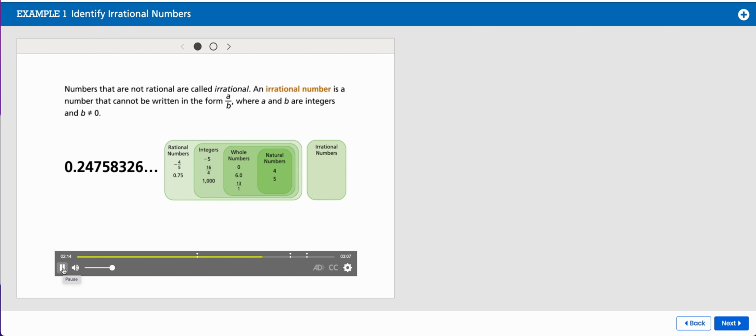The number 0.2475836 and so on is irrational because the decimal expansion is non-repeating and non-terminating. Irrational numbers include non-repeating decimals, most positive and negative square roots and other roots, and special numbers such as pi.